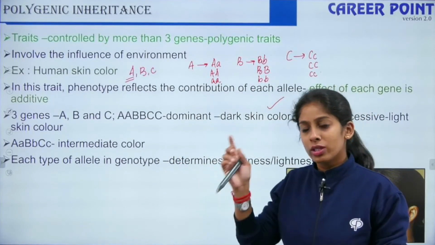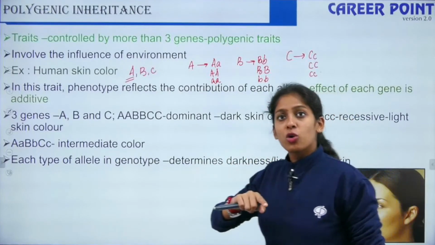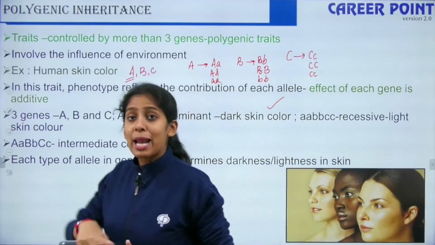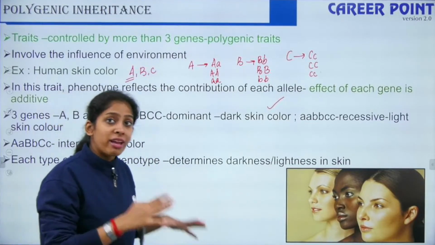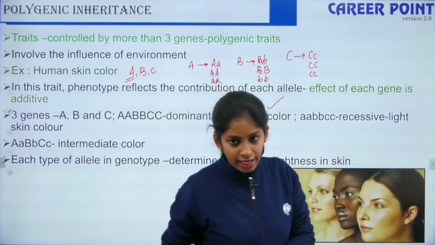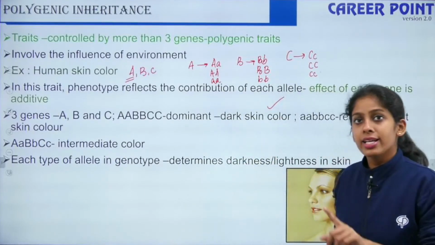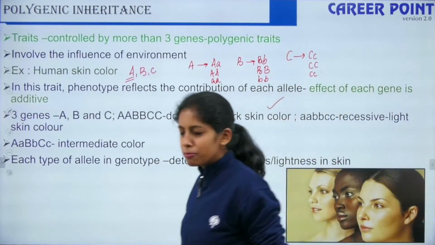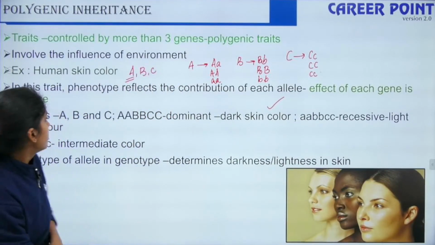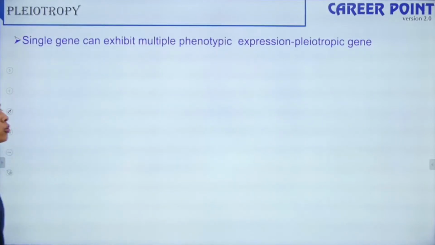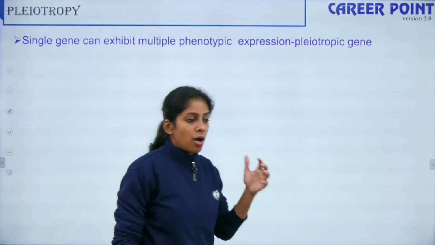Don't confuse this with blood grouping. In blood grouping, you have 1 gene and many alleles. 1 gene has 3 alleles. Here, many genes work on a particular character. So, your blood grouping is codominance and multiple allelism, whereas this is polygenic inheritance. Done? Fine. So, let's move forward and let's talk about what is pleiotropy.